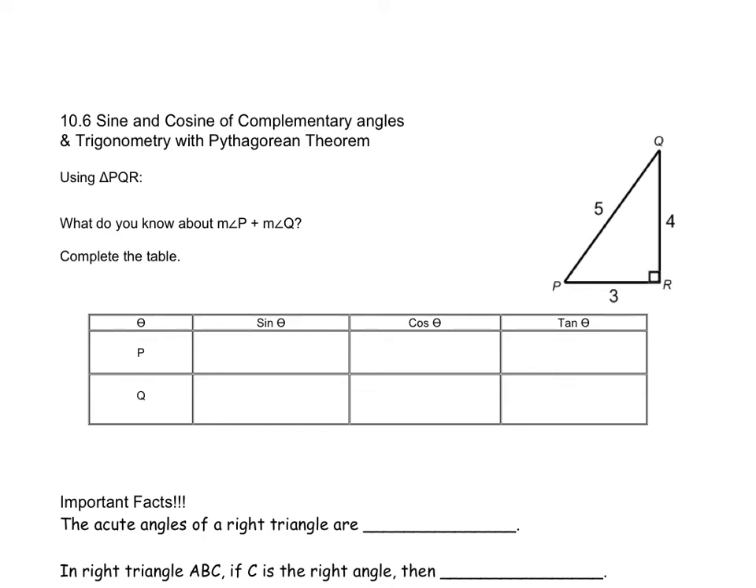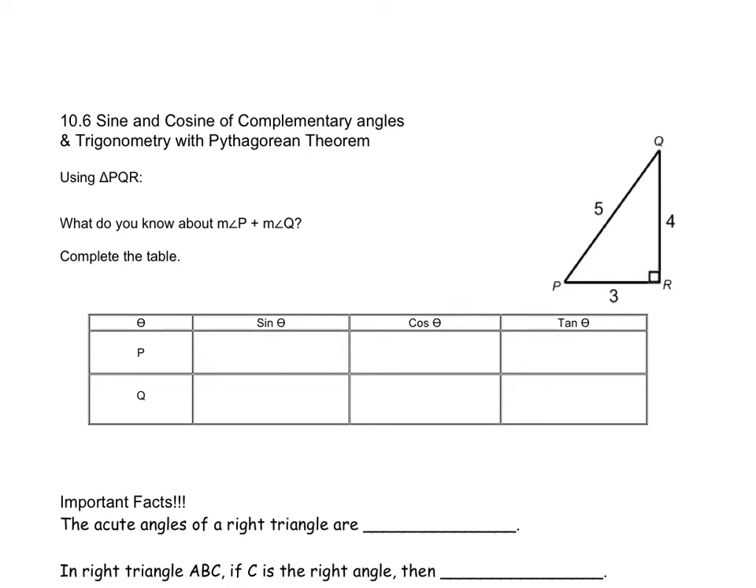So today we're going to be learning about the sine and cosine of complementary angles, and then we're going to be using some trigonometry with Pythagorean theorem. So this is basically, I believe, the second to last lesson of this unit.